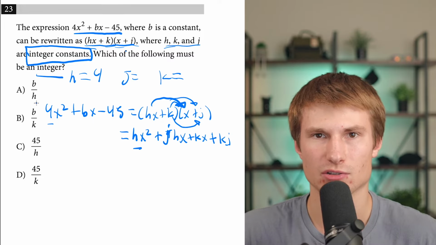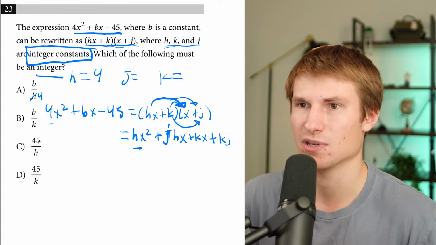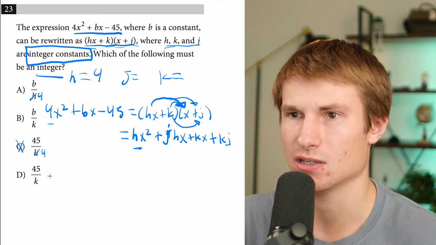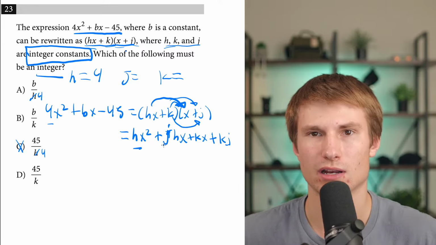I'll take a look at my answer choices to see which ones have h, and I'll go ahead and substitute in a 4. So we have b over 4, but I don't know the value of b, so that's not helpful. Here we have 45 over 4, but that's a decimal, so we can get rid of c. And that's the only things with h there. So next thing we'll do is take a look at if we can calculate anything else.